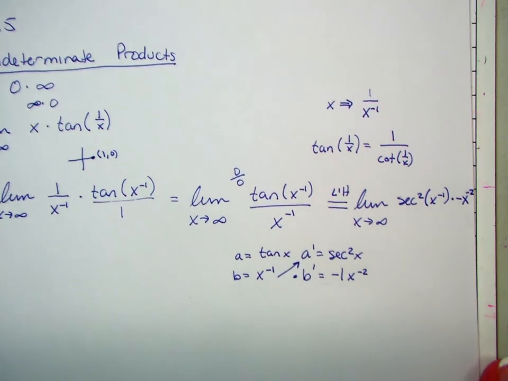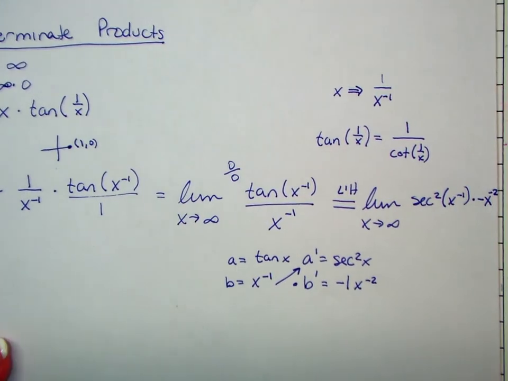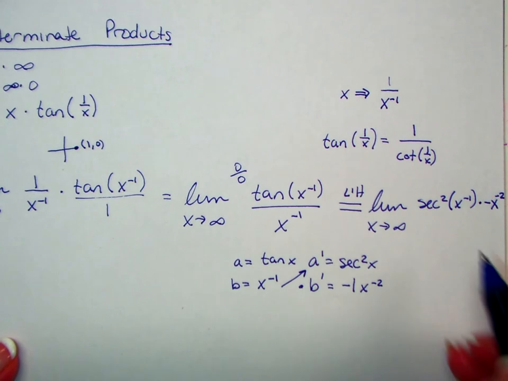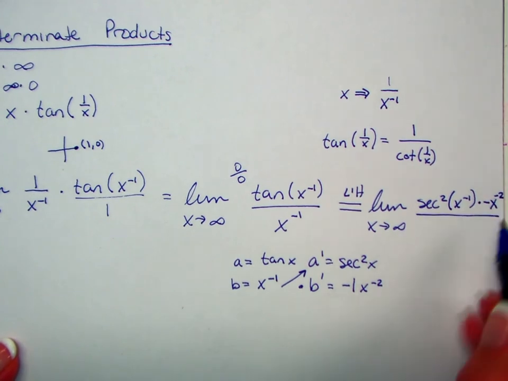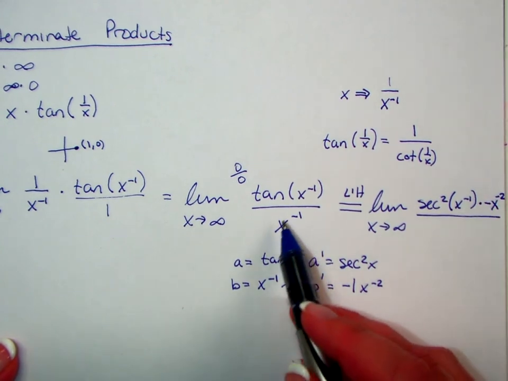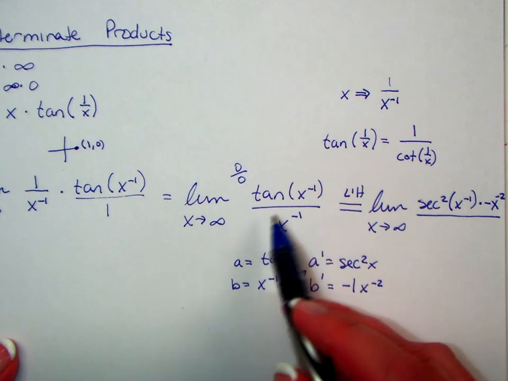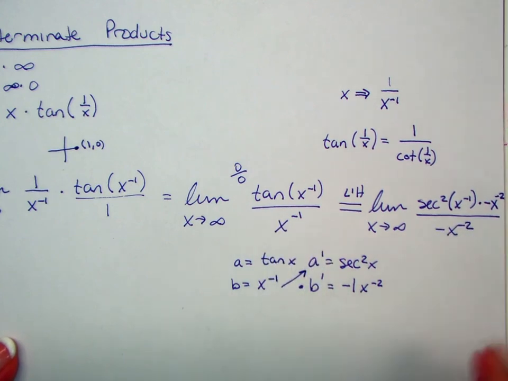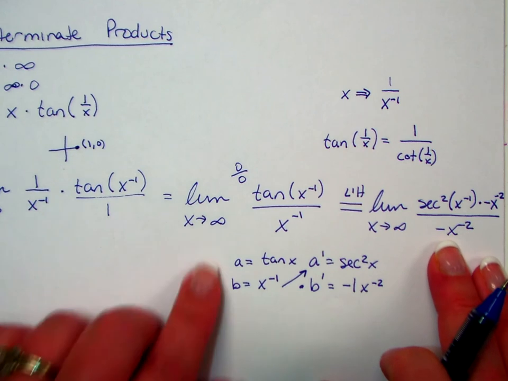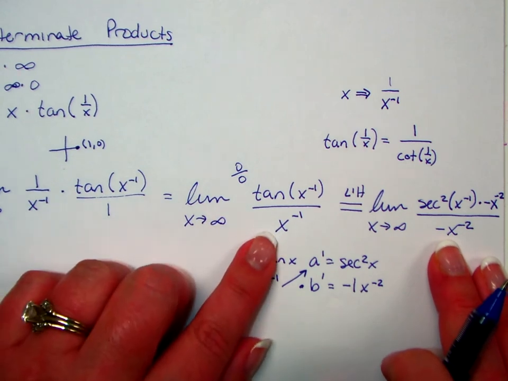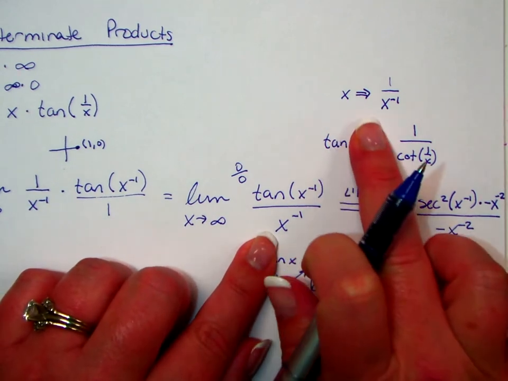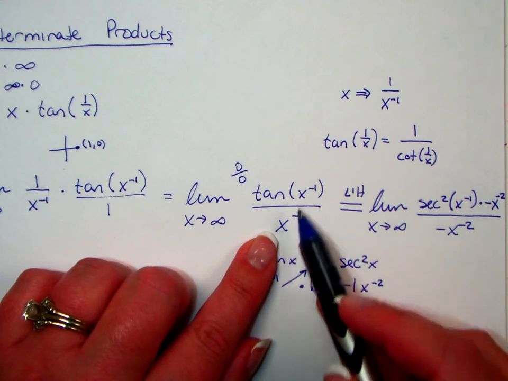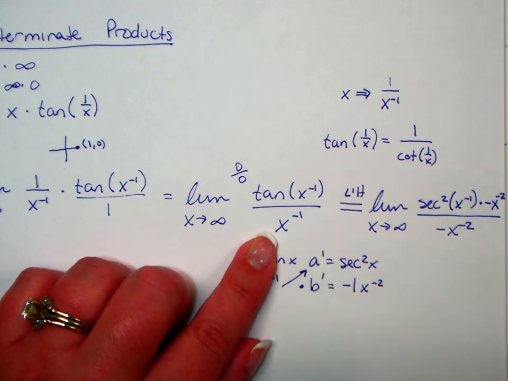Alright, can't see that. I'm on the edge of my paper there, but I got it in there. Okay, so then we want to take the derivative of the denominator, right? And this derivative is negative x to the negative 2. And this was how I knew I needed to choose to move the x instead of the tangent, right? Because this derivative would match the derivative of the inside function.